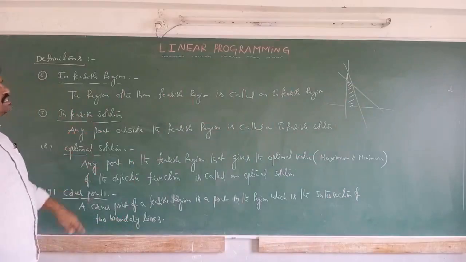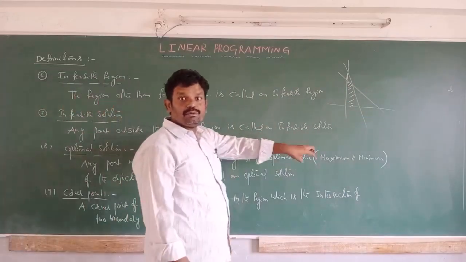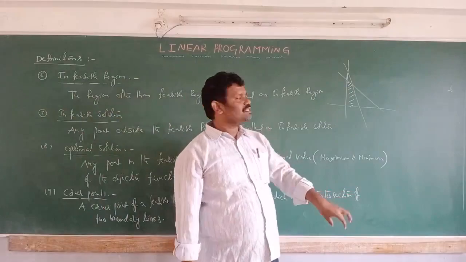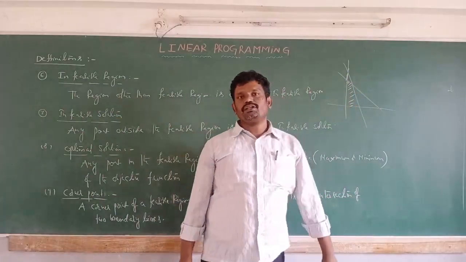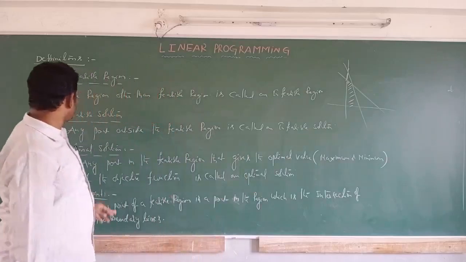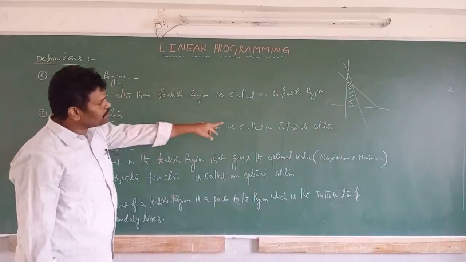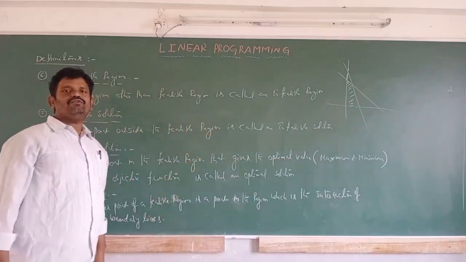And infeasible solution means what? If you take any point other than in the feasible region, except this shaded portion, any point outside, that point is called the infeasible solution. Any point outside of the feasible region is called the infeasible solution.